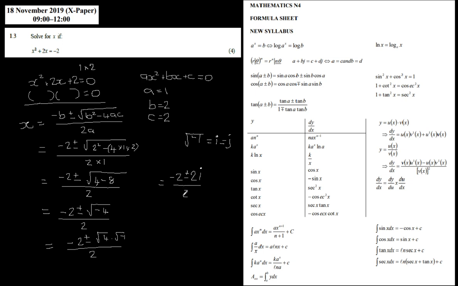The 2 will then simplify out my terms, or you can put it on each term on its own, so it will be minus 2 over 2 plus minus 2 over 2 i. As we can see, that will cancel out, so we will have minus 1 plus minus i, as the 2s will cancel each other out. And that is the answer for question 1.3.